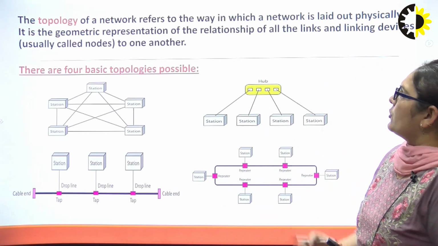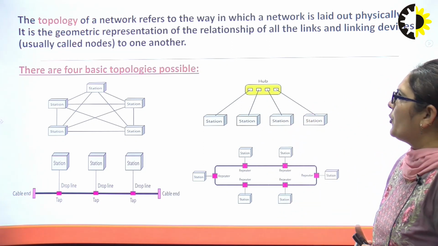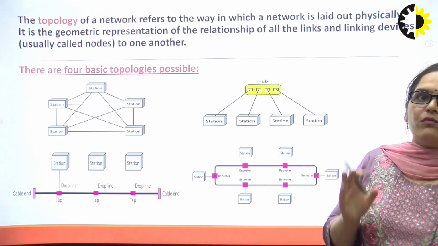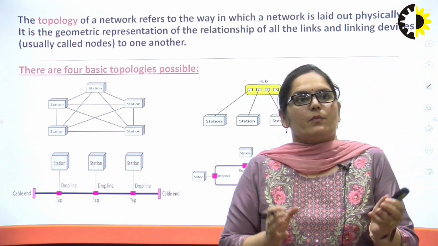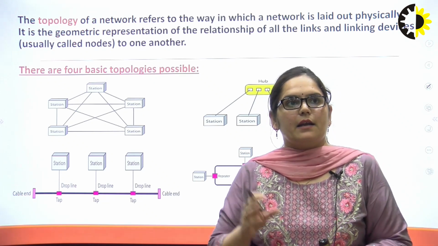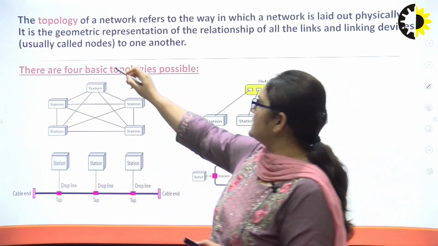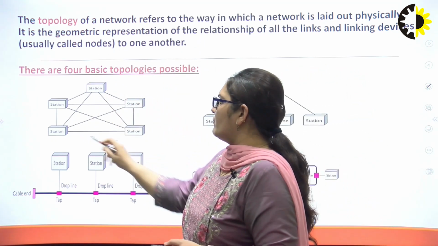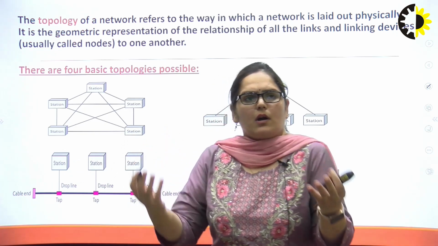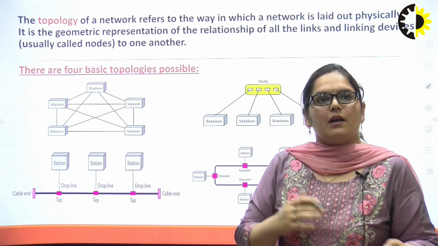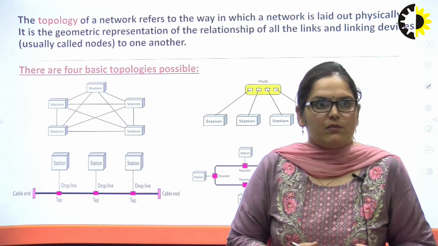The topology of a computer network basically refers to the way in which a network is laid out physically. It is a geometrical representation of the relationship of all the links and the linking devices, which are usually known as nodes, to one another. Suppose we are given 5 nodes or 100 nodes, then how these nodes are connected with one another so that they can communicate with each other.